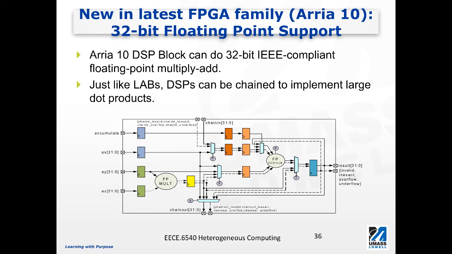For example, in one of the latest FPGA families, Intel Altera Arria 10, Arria 10 has DSP blocks that can do 32-bit IEEE compliant floating point multiply operations. And as we said earlier, such DSP is powerful and can be chained into your other logic elements or other logic array blocks to implement larger product operations.